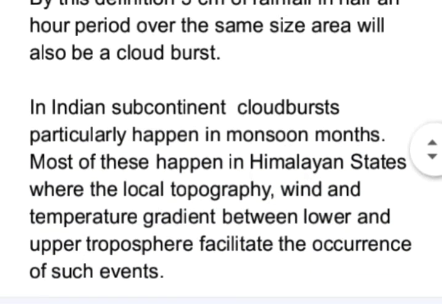In Indian subcontinent, cloudbursts particularly happen in monsoon months. Most of these happen in Himalayan states where the local topography, wind and temperature gradient between lower and upper troposphere facilitate the occurrence of such events.